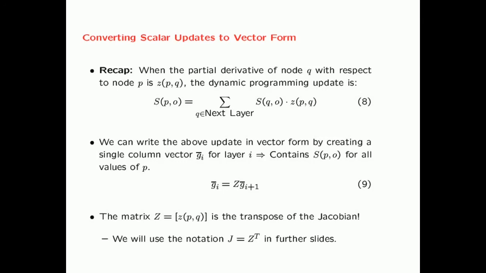That's equation 9. Now what is this matrix Z? The pqth element is z_pq, which is the partial derivative of the variable in node Q with respect to the variable in node P. This is essentially the transpose of the Jacobian. And in fact, we are going to use the notation J is equal to Z transpose in further slides.